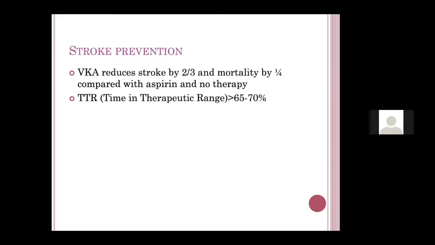The conventional ones were warfarin or acenocoumarol, and they reduce stroke by 2/3 and mortality by 1/4 compared with aspirin and no therapy. So the take-home message of this slide is that aspirin has no role in stroke prevention in patients with atrial fibrillation. Either you do not give anything, or you give either a conventional oral anticoagulation or a novel oral anticoagulation.